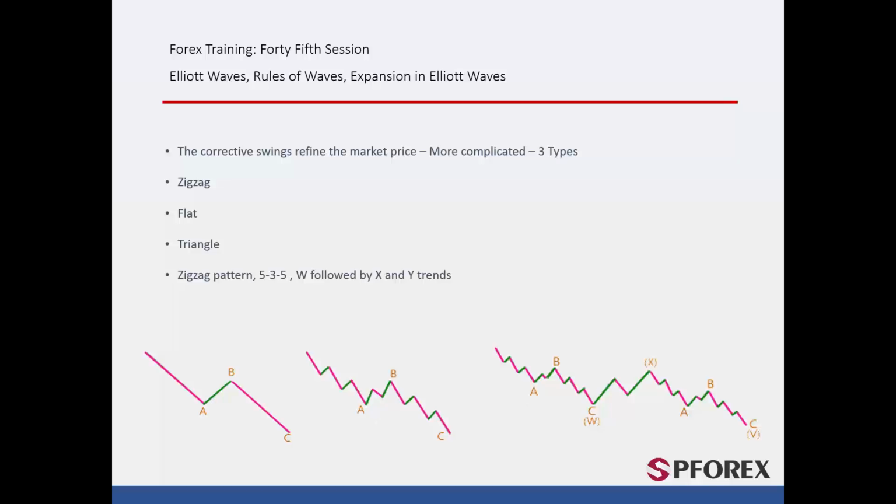2 or 3 zigzag patterns can be detected in a trend if there is a sub-swing pattern. The first trend is W followed by X and Y trends.